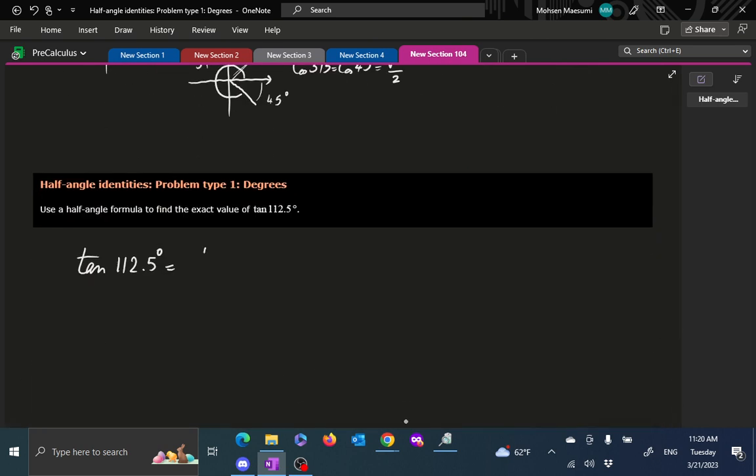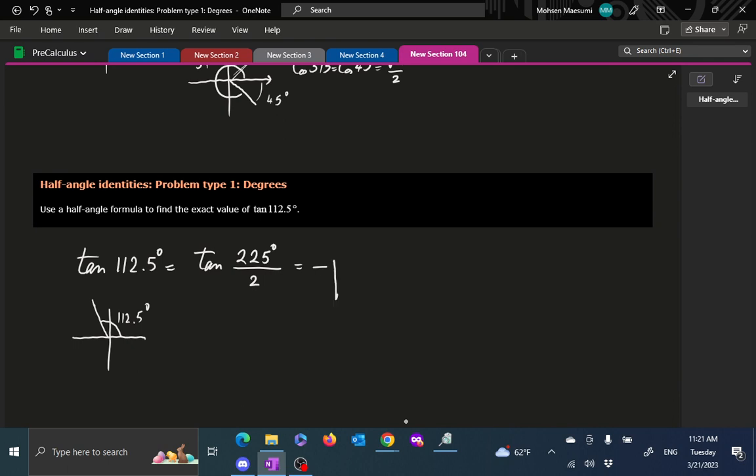First, we notice that this is tangent of half of 225 degrees. So what is special about 225? Well, first of all, 112.5 is somewhere here. You will calculate that one. You are in the second quadrant, so this has to be negative.